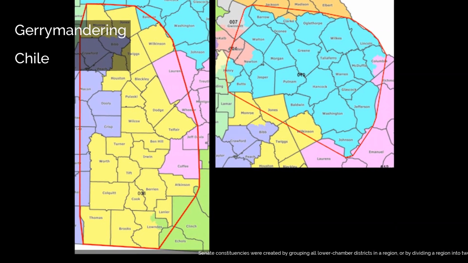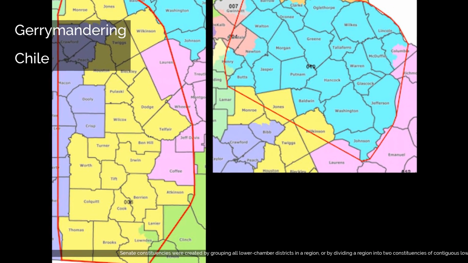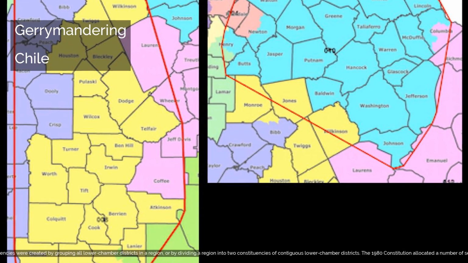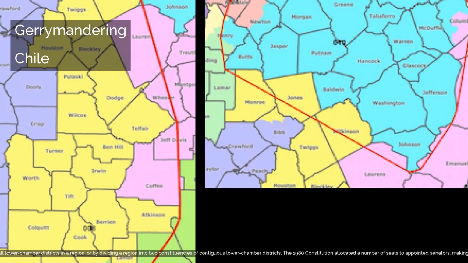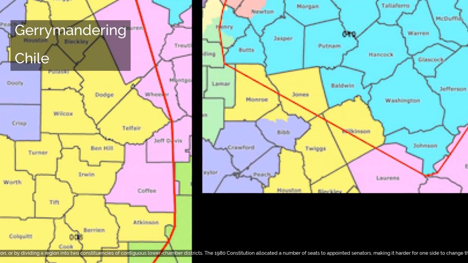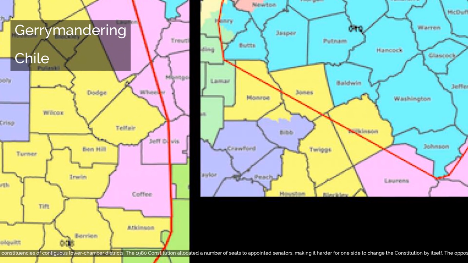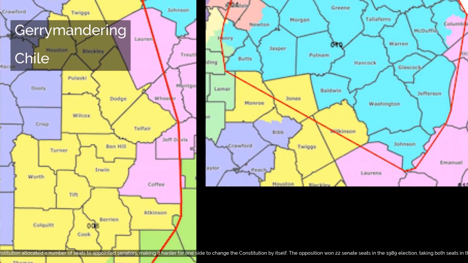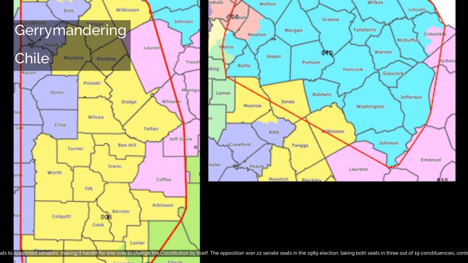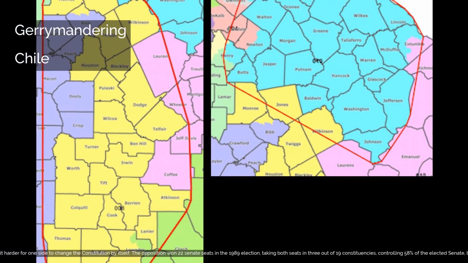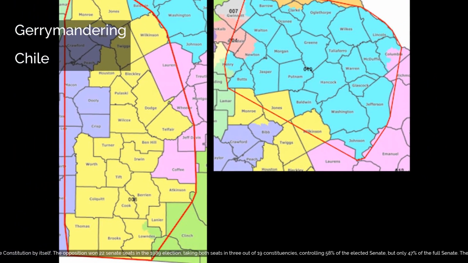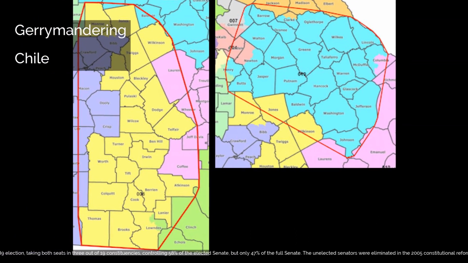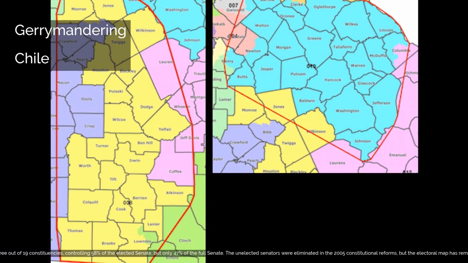Senate constituencies were created by grouping all lower chamber districts in a region, or by dividing a region into 2 constituencies of contiguous lower chamber districts. The 1980 Constitution allocated a number of seats to appointed senators, making it harder for one side to change the Constitution by itself. The opposition won 22 Senate seats in the 1989 election, taking both seats in 3 out of 19 constituencies, controlling 58% of the elected Senate, but only 47% of the full Senate.